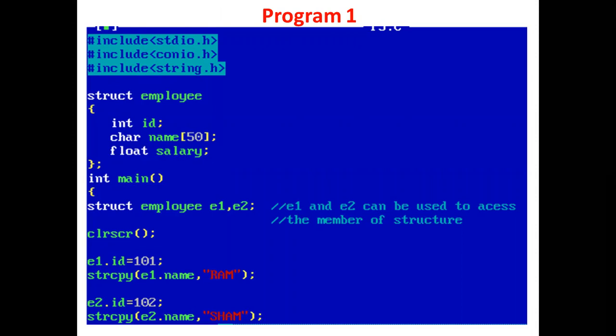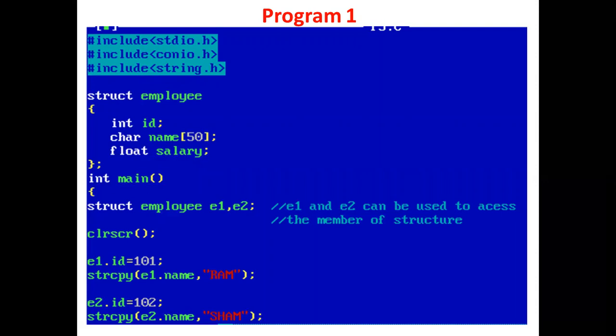Next statement, strcpy and in parenthesis E1 dot name, comma, and in double quotes RAM. So RAM is stored in name member of E1. strcpy function is used to copy the string.